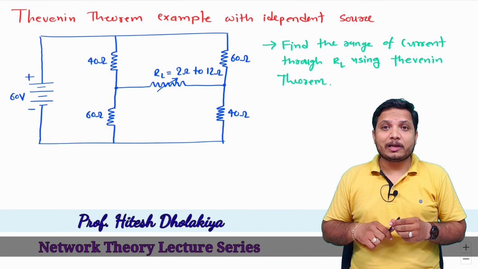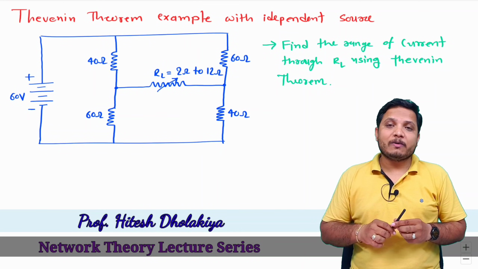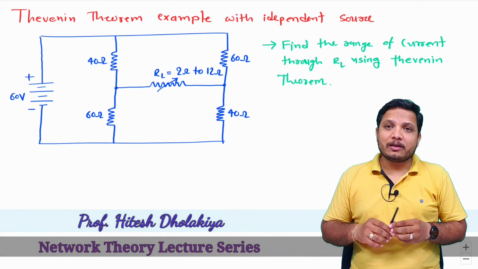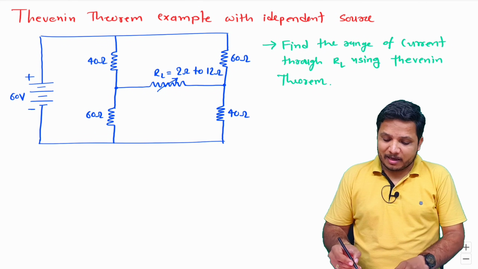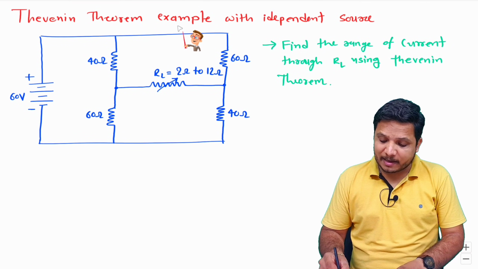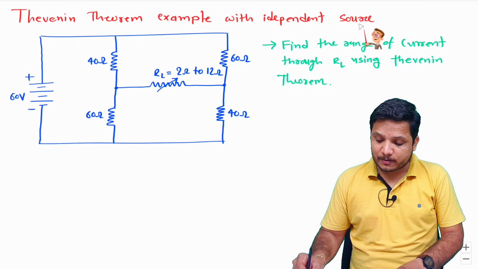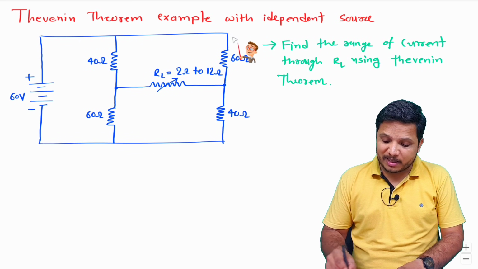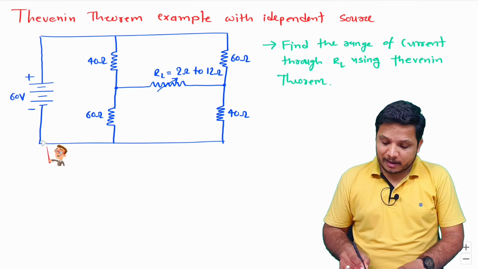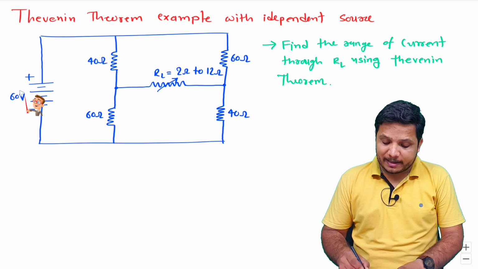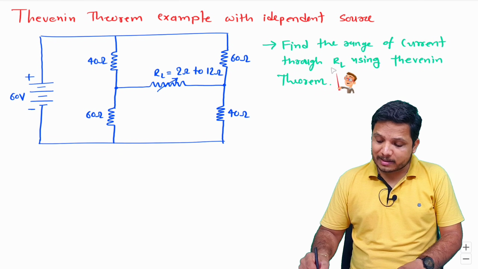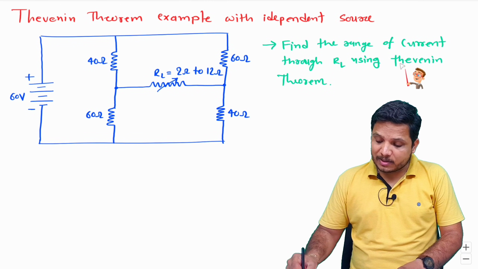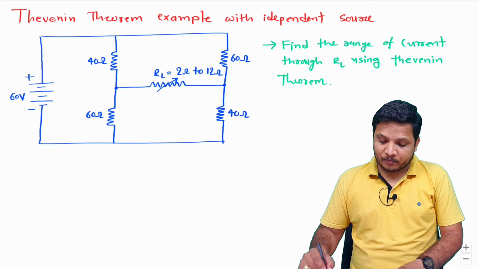I, Professor Hitesh Dholakia, am going to explain one very interesting example based on Thevenin's theorem in this video. Here I'll be considering a Thevenin's theorem example with an independent source. Here you can see we have been given one circuit. In this circuit we have an independent source of 60 volts, and we are asked to find the range of current through resistance RL using Thevenin's theorem.